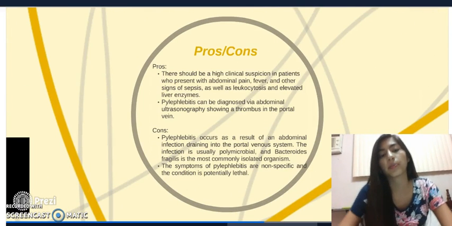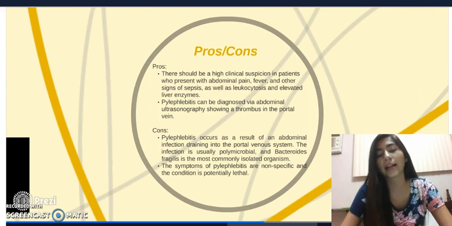Pros and cons. Pros. There should be a high clinical suspicion in patients who present with abdominal pain, fever, or other signs of sepsis, as well as leukocytes and elevated liver enzymes. Pylephlebitis can be diagnosed via abdominal ultrasonography, showing a thrombus in a portal vein.